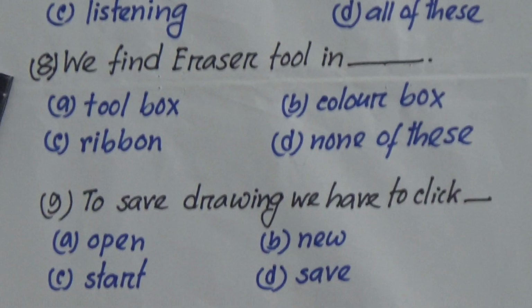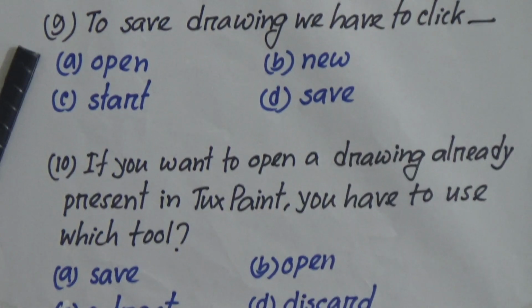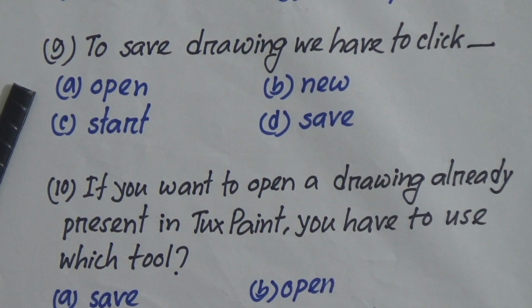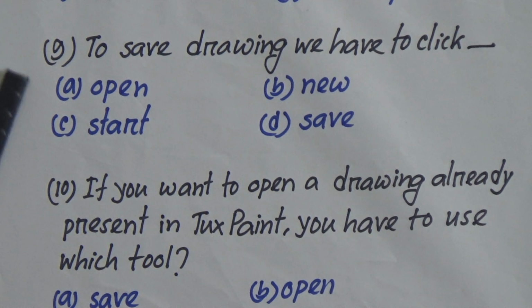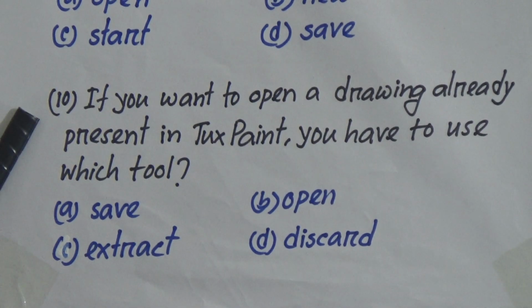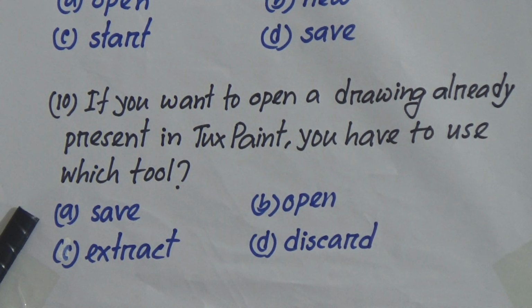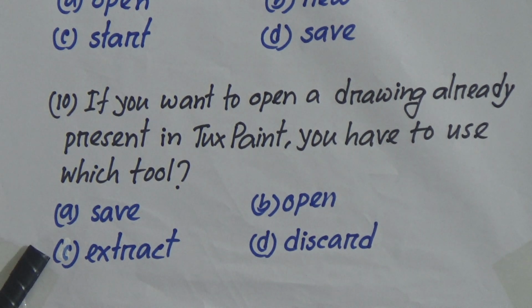Number 8. We find the eraser tool in: A, toolbox; B, color box; C, ribbon; D, none of these. Number 9. To save a drawing, we have to click: A, open; B, new; C, start; D, save. Number 10. If you want to open a drawing already present in Task Paint, you have to use which tool? A, save; B, open; C, extract; D, discard.